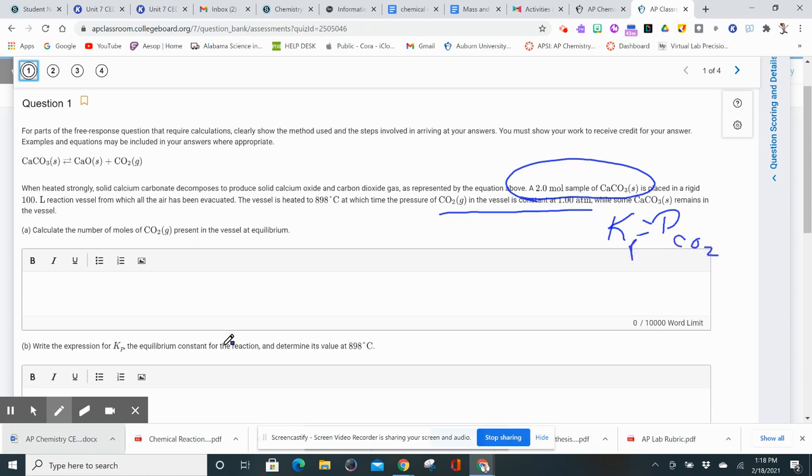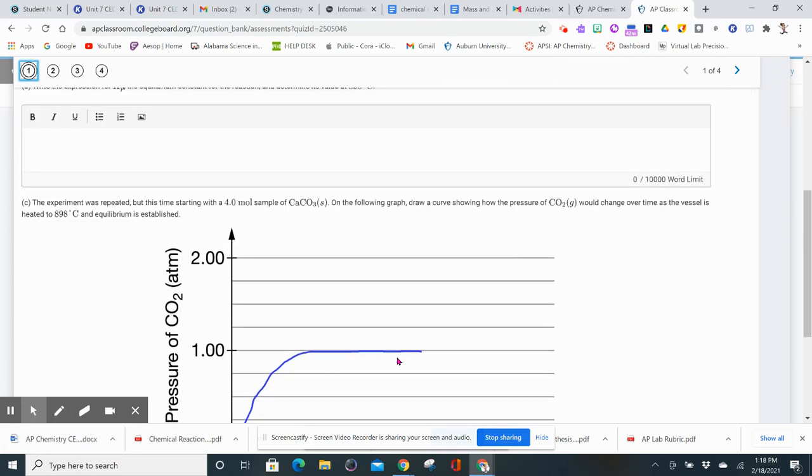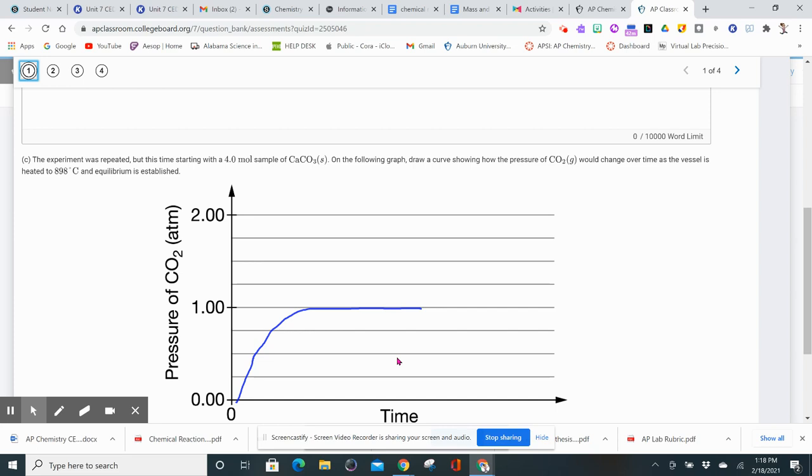Okay, so that's why our graph is going to be essentially the same. It's going to start at 0 and rise to 1 atmosphere and then level off, because that's your constant pressure. Okay, does that make sense? Mm-hmm. Yeah.